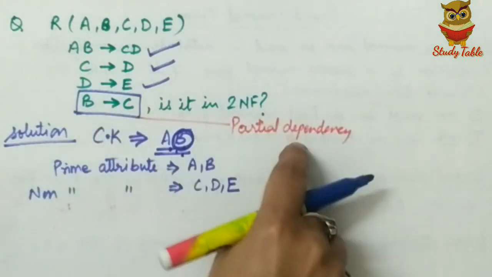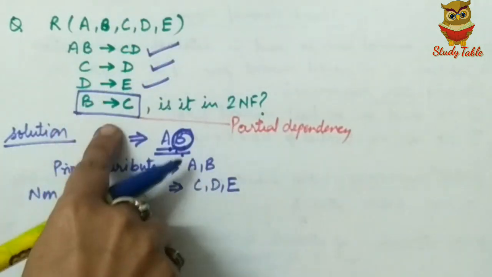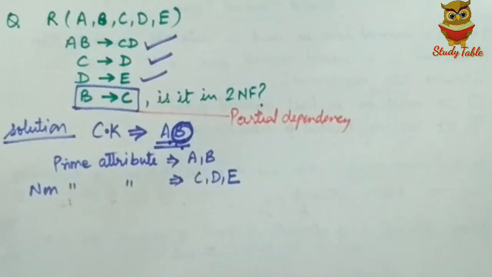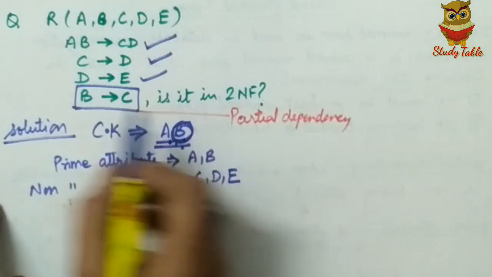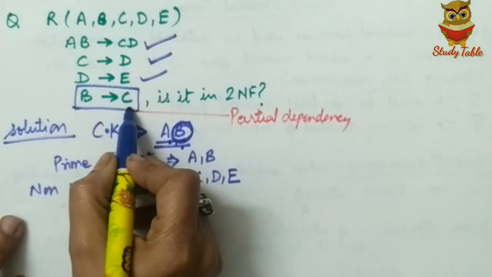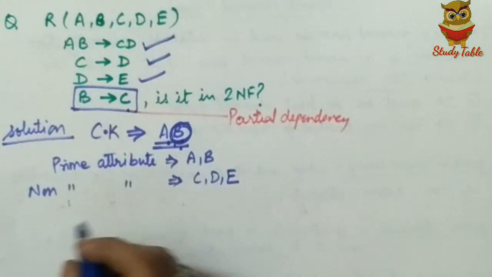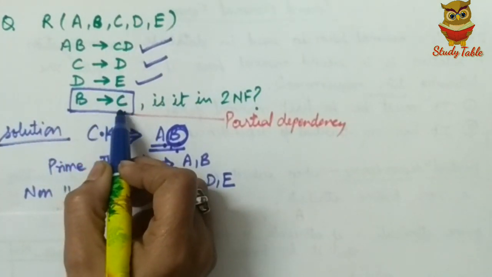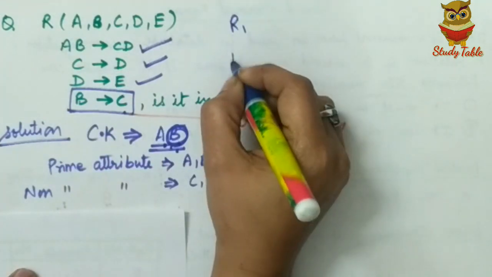Now we need to remove this partial dependency. To remove this, we will break this relation into two relations. It could be three relations also, depending how many functional dependencies have partial dependency. So here only one FD is having partial dependency. So there will be total two tables. So I will keep this functional dependency in the other table. Hence there will be two relations, R1 and R2.